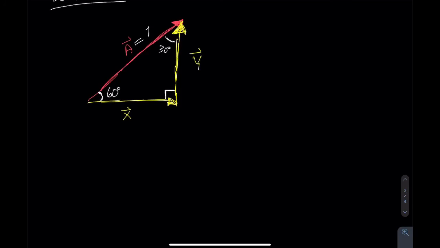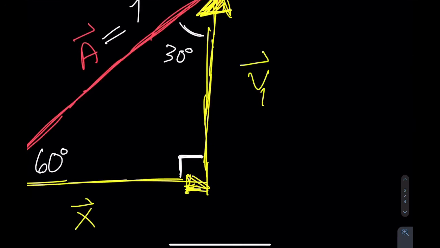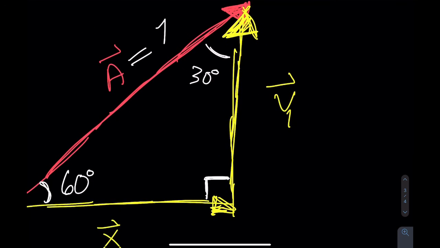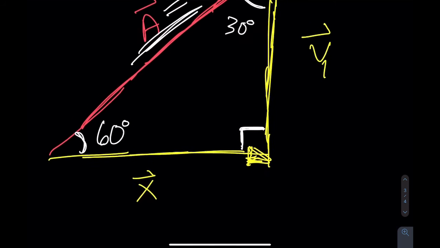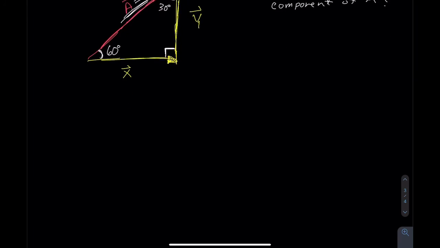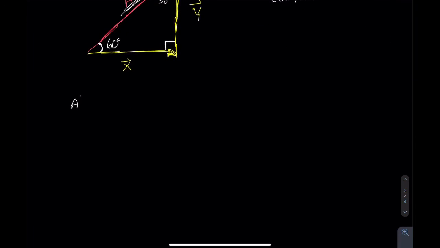Now, we could ask, what is the vertical component? So the question could be something like, what is the vertical component of vector A? Now, a lot of people will freak out and be like, holy crap, I don't know. We're only given one side, so we can't use the Pythagorean theorem, right? You might think, well, we can use the Pythagorean theorem. We know A squared is going to be equal to y squared plus x squared.